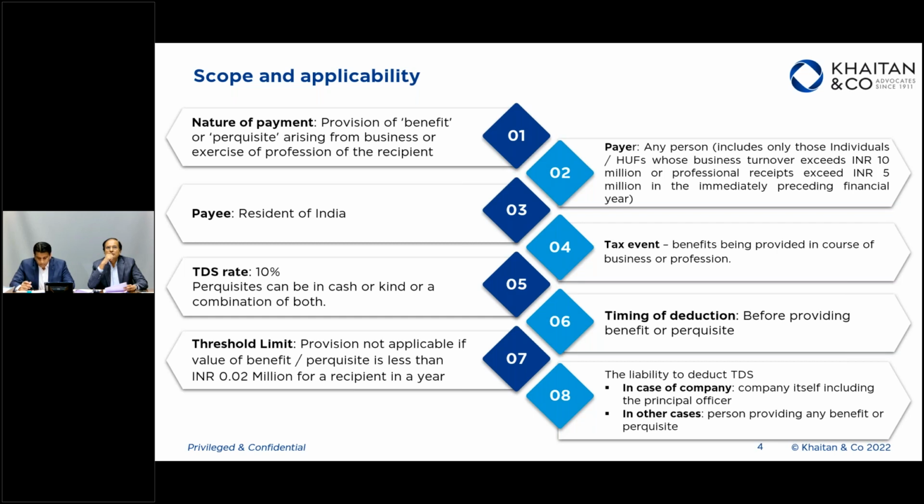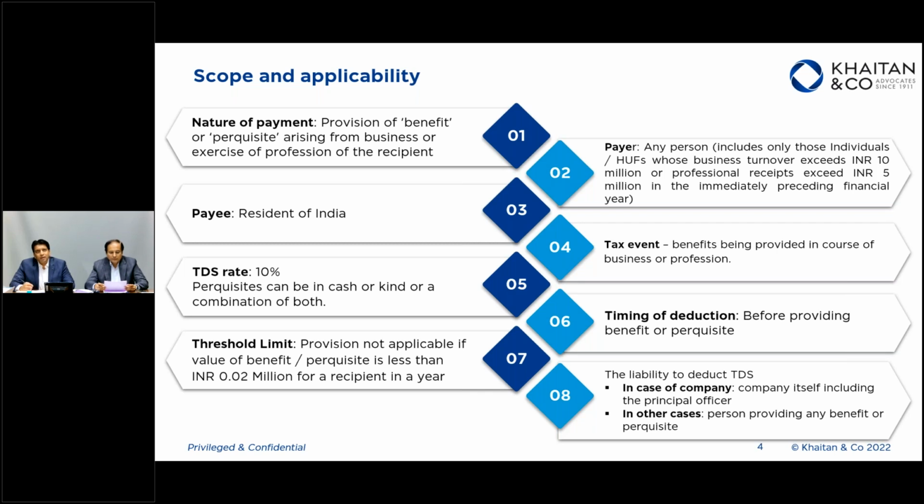So the position here is, if I am going to gift, say, jewelry to somebody, I will have to make sure that at the time of gifting the jewelry itself, I will deduct, or either I will take money from the person and deposit, or I will pay from my pocket and deposit that TDS rate of 10% on the gift that I'm giving the person. The timing, of course, is before providing the benefit or perquisite.